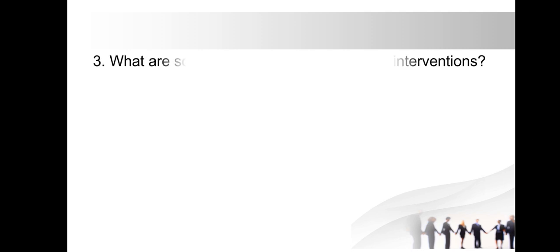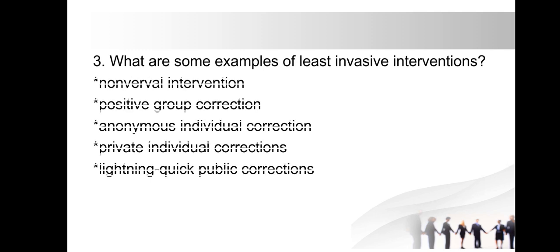Number 3, what are some examples of least invasive interventions? 5, 4, 3, 2, 1. Okay, possible answers: non-verbal intervention, positive group correction, anonymous individual correction, private individual correction, lightning quick public correction. Those are the answers. It is 1, 2, 3, 4, 5. Our lesson earlier has 5 examples.